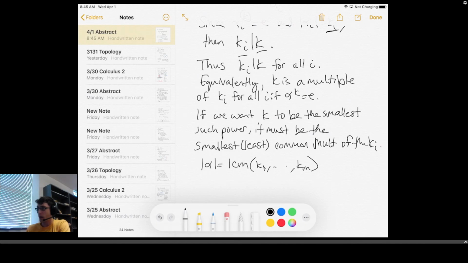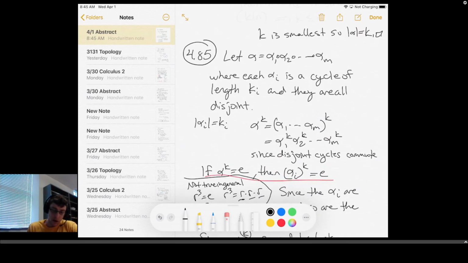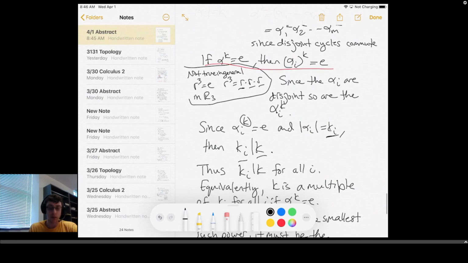So basically you just see what happened. We use the fact that they're disjoint to rewrite it with powers of each of the alpha_i individually. We realize that for the product to be the identity, since they're disjoint, each piece must be the identity. Well, if you have a power of something that goes to the identity, that power must be a multiple of the order, right? So now k is a multiple of k_i for all of them. We want the smallest one that's going to get us the identity. So we have the smallest multiple of all of them, the LCM.